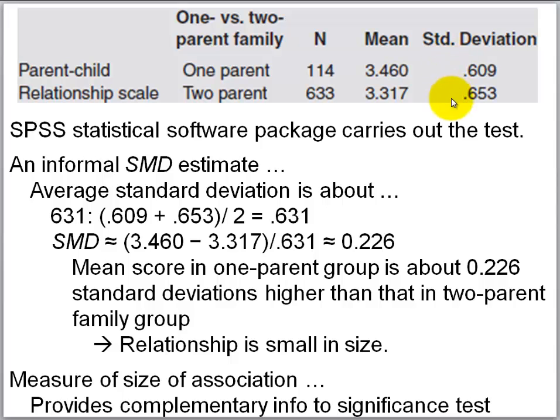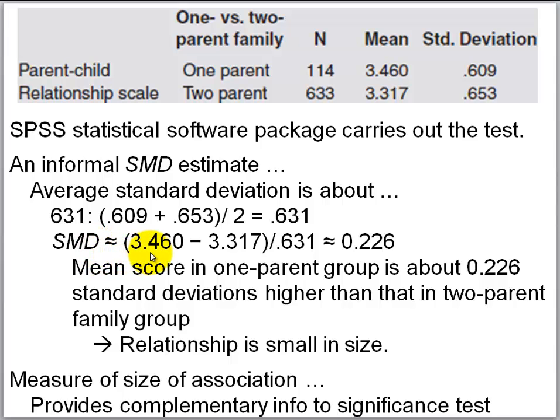But let's just get an approximation, a feel for the approximate size of association expressed in standard deviation units between our two groups. So here are our two standard deviations. They don't differ by too much. We can get a pretty good estimate of our difference in standard deviations if we just take the average of these two. So the average standard deviation here is about 0.631.